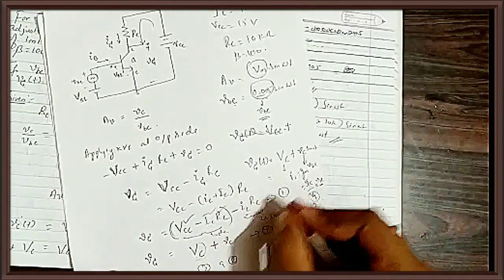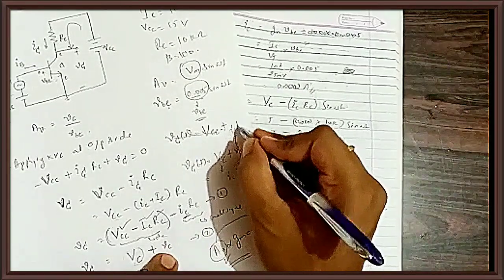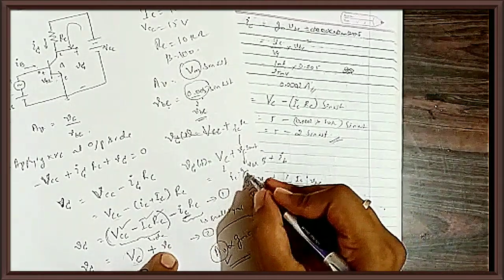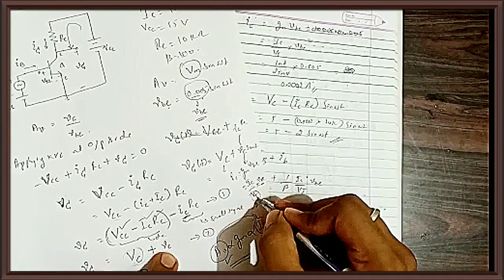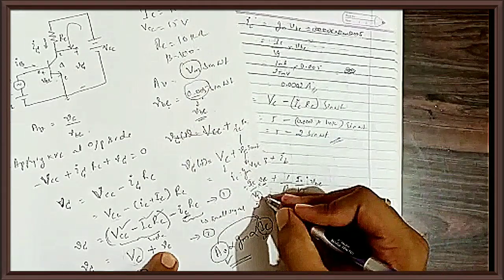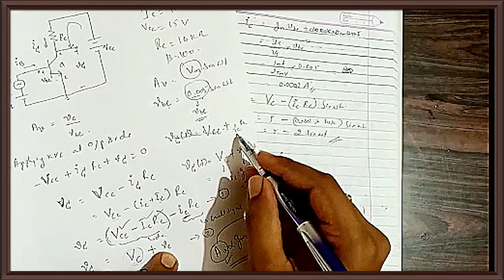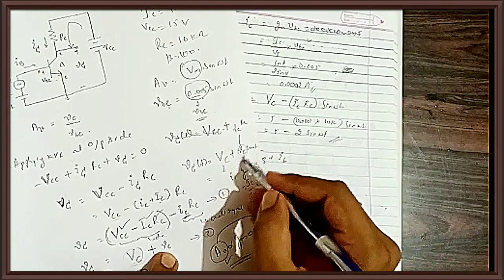If I get the ic value, what is vc? ic into RC. What is ic? ic is GM into vb. What is GM? IC divided by VT. What is IC? It is given. What is VT? It is given. What is vb? It is 0.005 volt. So that ic into RC will give me vc.